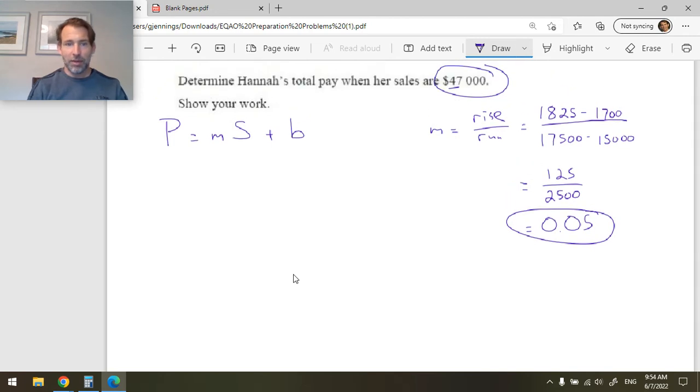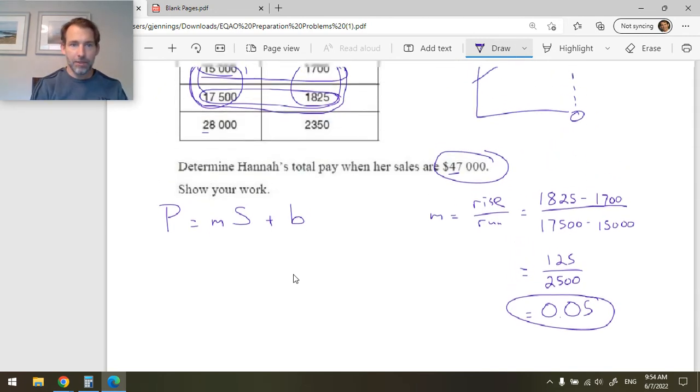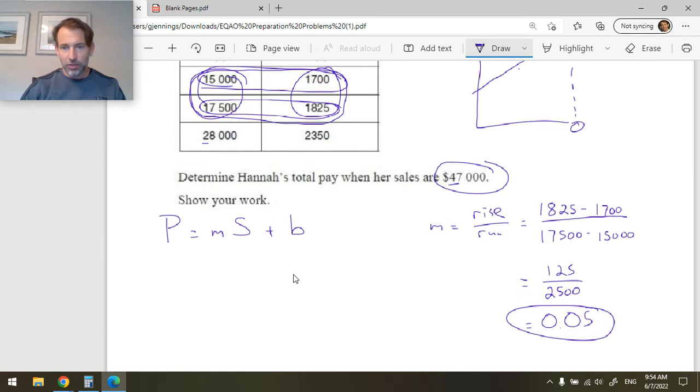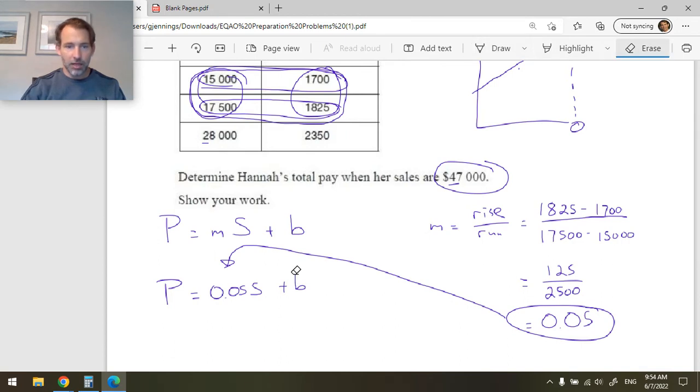Okay, so anyway, now we found M. Now we can find P. What we do now is we take this value and we put it in for M here. So her total pay is equal to 0.05 multiplied by her sales S plus some value B. Now we need to find B, and we can do that with any one of these points. This one is going to be the nicest one to work with. It's got a lot of zeros in it. So let's put that in.